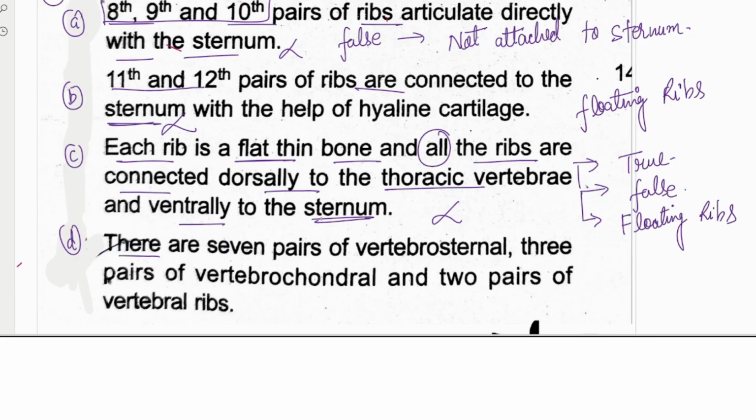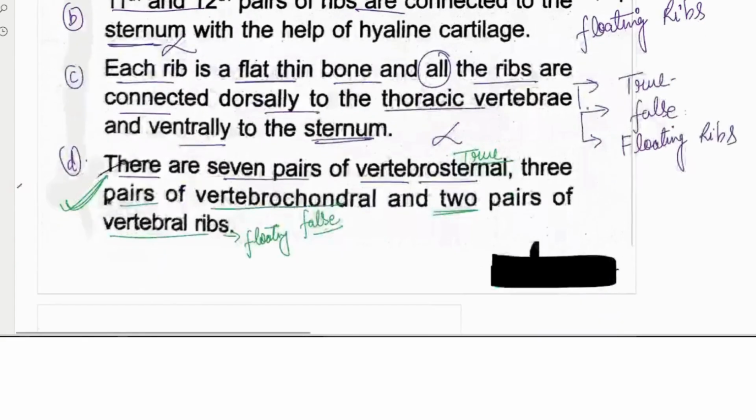The fourth option says the 7 pairs are vertebrosternal, that is, the true ribs. Vertebrosternal is actually the name of the true ribs. The 3 pairs, that is 8th, 9th, 10th, are vertebrochondral, meaning false ribs. And the 2 pairs of vertebral ribs are the floating ribs, right? So this differentiates all three types of ribs absolutely correctly. So option number 4th is the correct answer.